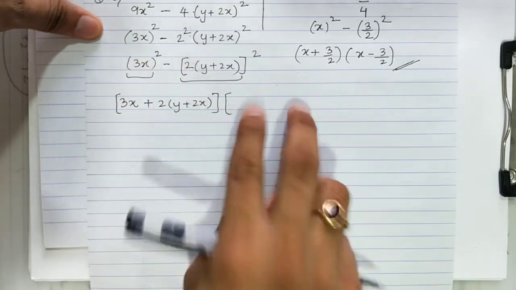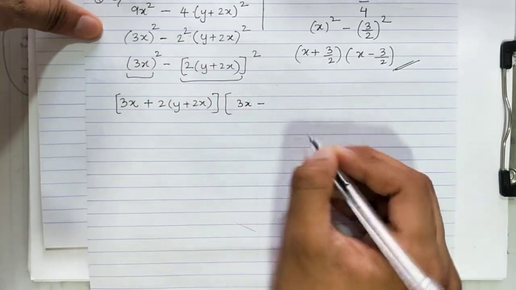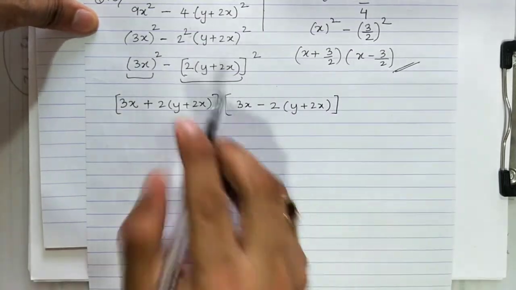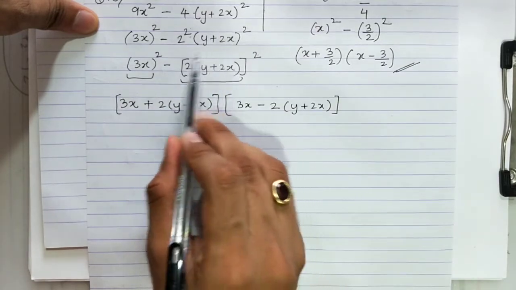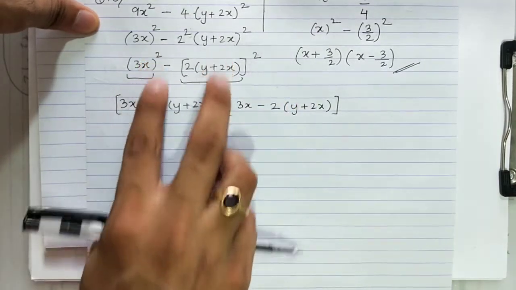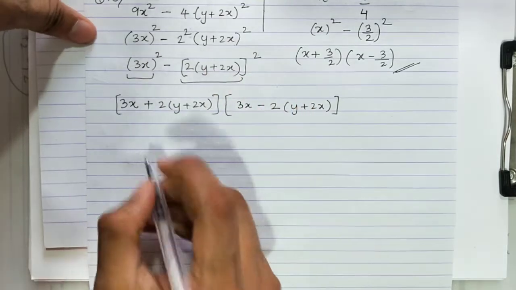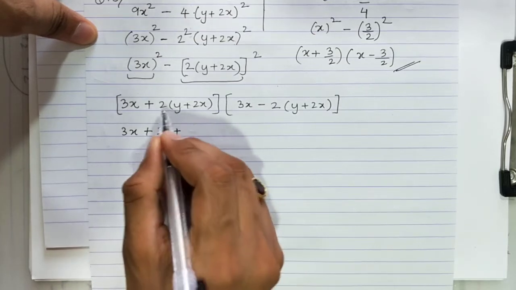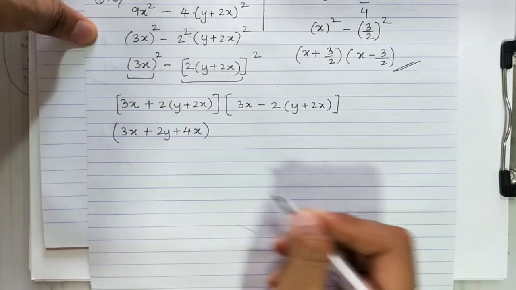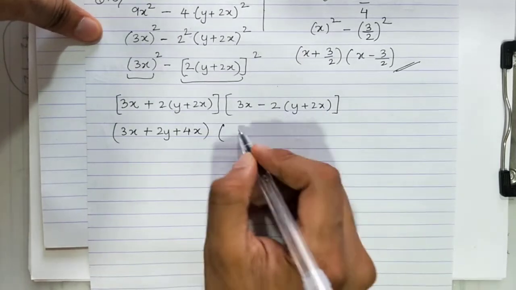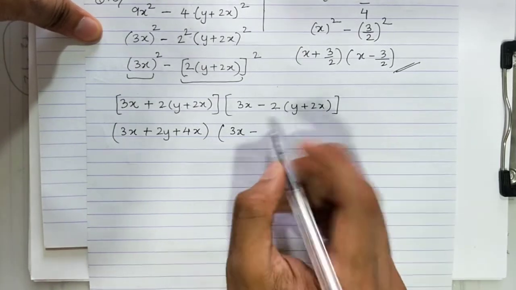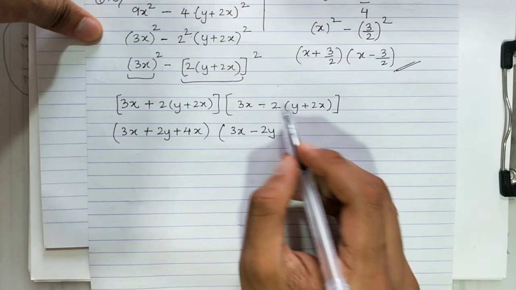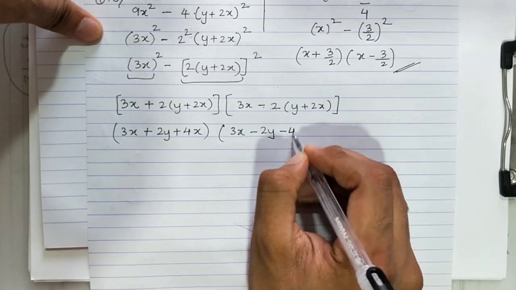Then here subtract both the brackets. So 3x minus 2 into y plus 2x. See, 2 into y plus 2x, this entire thing is one bracket. Okay, so add both the brackets, subtract both the brackets. Then we have 3x plus, let's open the bracket, 2y plus 2 2s are 4x. Okay, here 3x minus 2 into y, 2y, minus 2 into plus 2x. So minus 2 into plus 2, minus 4x.